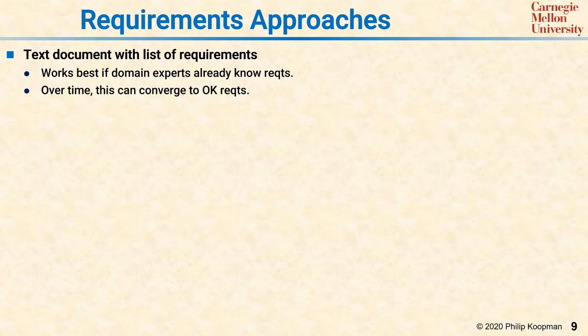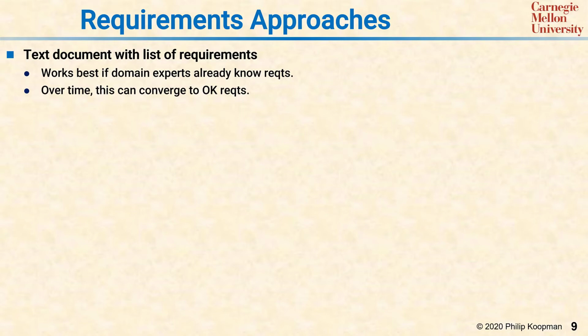Over time, a text document can converge to reasonably useful requirements, but if somebody walks up with a brand new product that's never been built before and shows you a 1,000-page set of requirements, you can expect that it will be difficult and problematic to go through it and get everything straight.